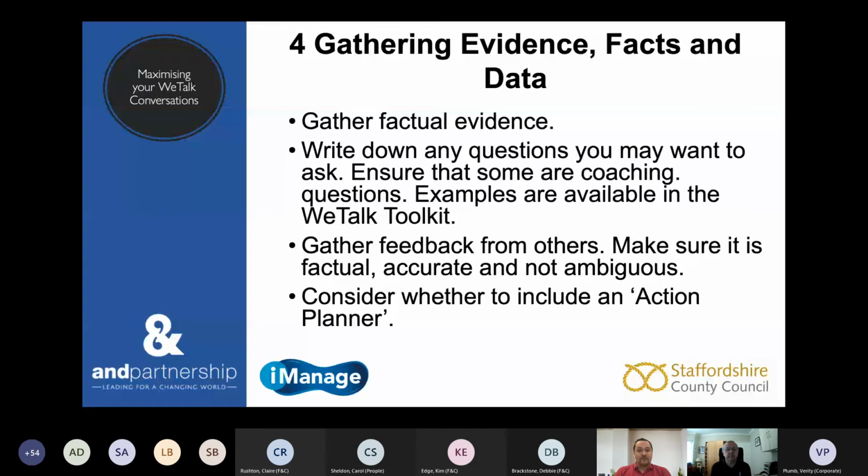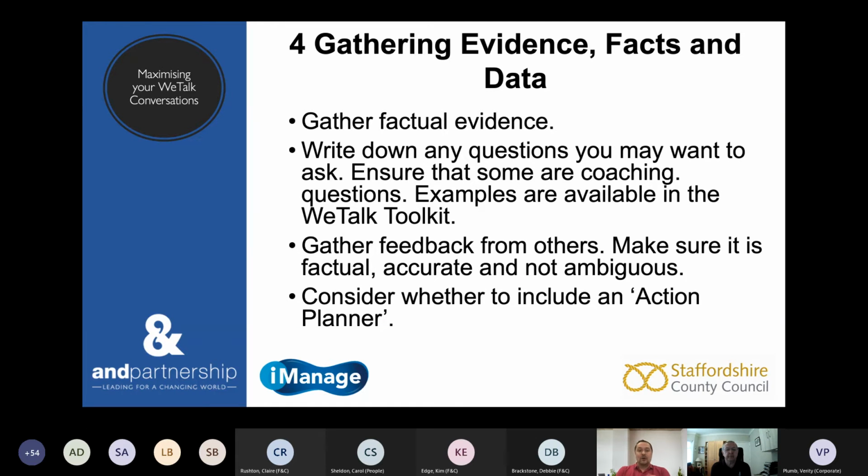Make sure that when you are gathering the feedback, that it's factual. It's accurate, and it's not ambiguous. There's nothing worse than feedback that's really, really grey. It's woolly, and that's not great for people. They're not really going to understand what that feedback is and then take ownership for it if it's not clear. And clarity, I think, is a really important part of evidence and feedback.